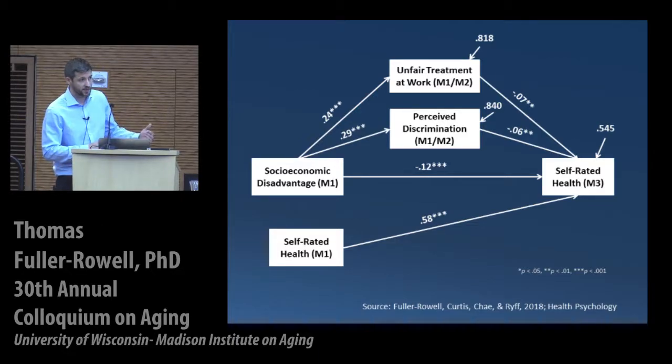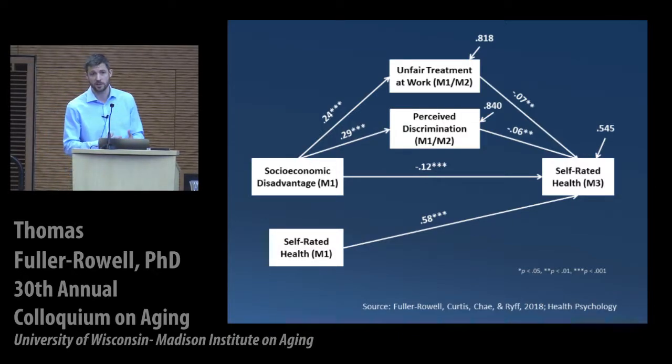Also, those who were less advantaged socioeconomically were much more likely to report having experienced unfair treatment in the workplace and in everyday life. So these 2 measures of unfair treatment, one focusing on workplace unfair treatment and the other focusing on more general, everyday unfair treatment, both of them were reported at much higher levels among those who are more disadvantaged. Also, these high levels of unfair treatment were associated in turn with faster declines in self-rated health across the lifespan.